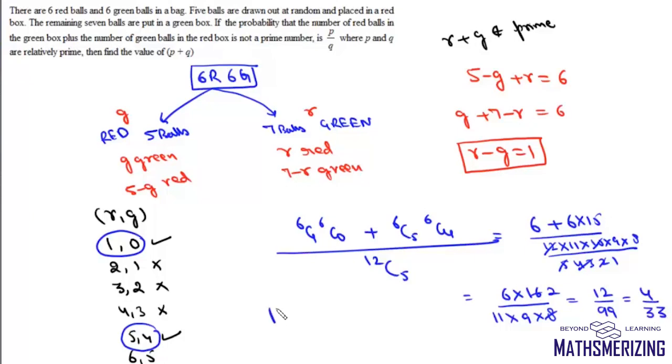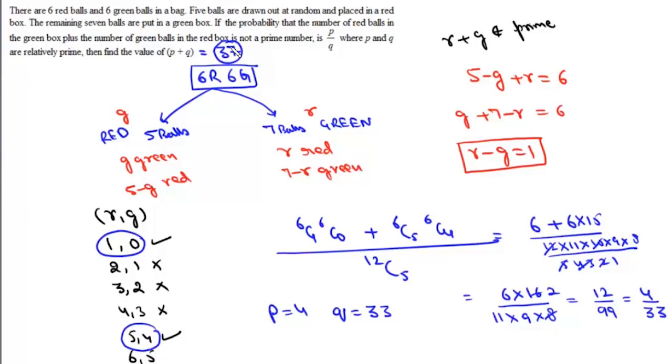So in this case, the value of P is 4 and the value of Q is 33. Now we need to find the value of P plus Q. Now P plus Q in this case is 37, and that is the answer to this question.